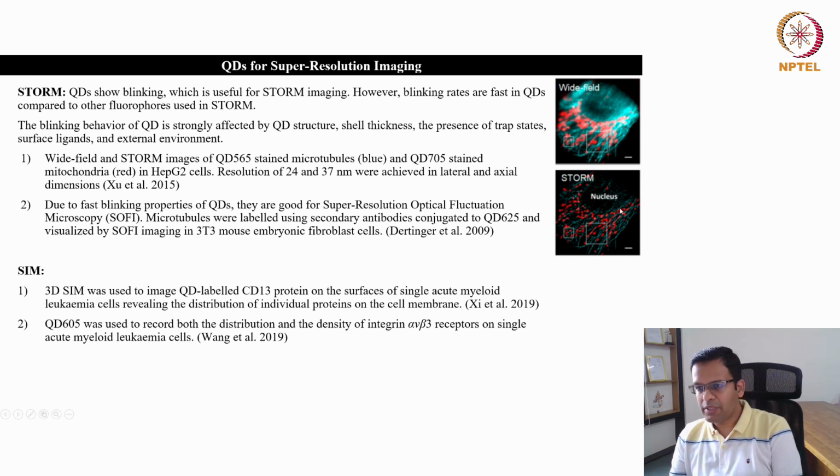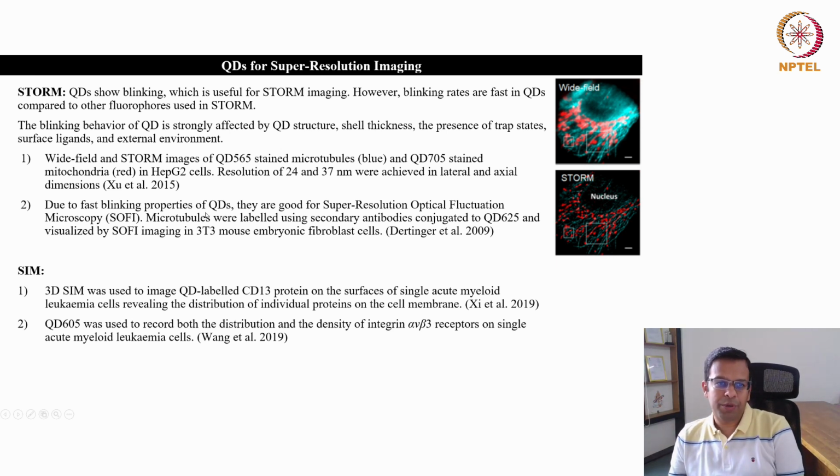So this is a STORM image. You can see it is much better resolved compared to the wide field image. And the resolution of 24 and 37 nanometers were achieved in the lateral and axial dimensions. So in XY, they achieved a resolution of 24 nanometers, and in Z, they achieved 37 nanometer resolution.